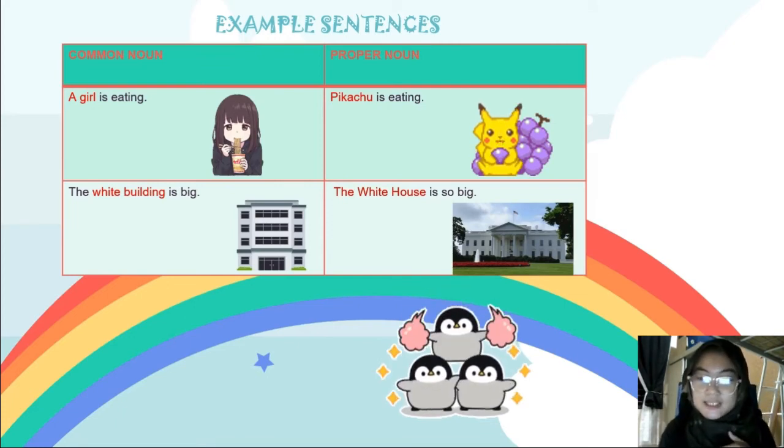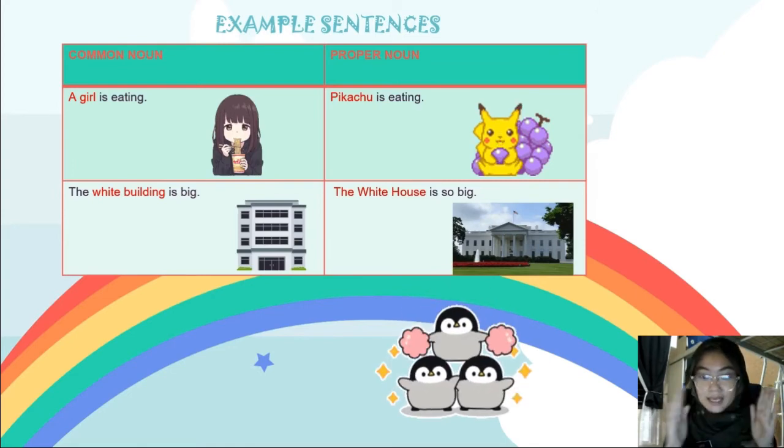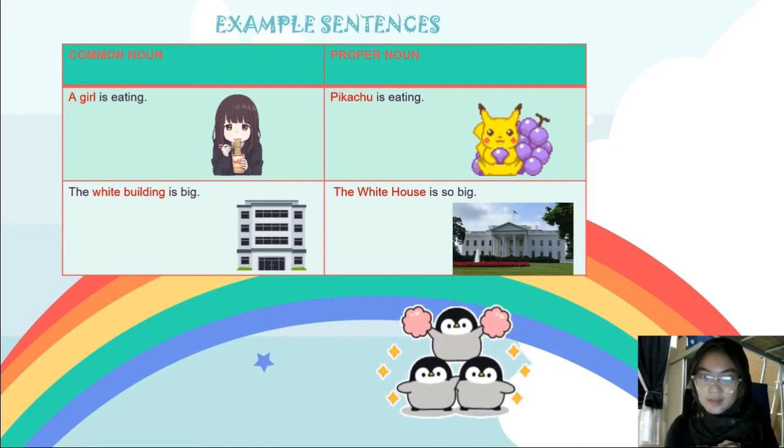Okay, let's go through the second example for common noun. The next example is: the white building is big. The white building is big. Can you guess where is the common noun in this sentence? Please unmute yourself and raise up your hand. Yes, Akmal. It is correct. It is the white building.